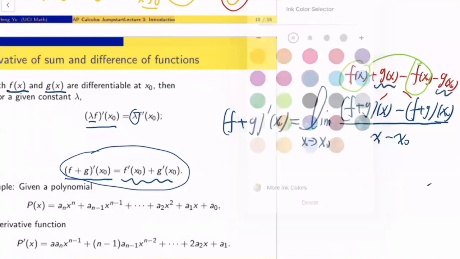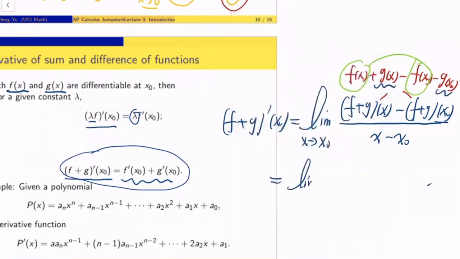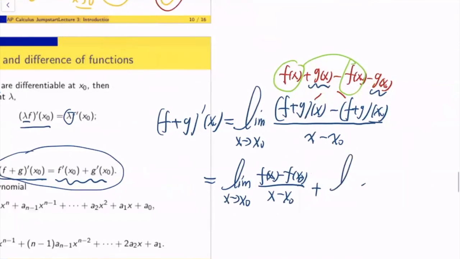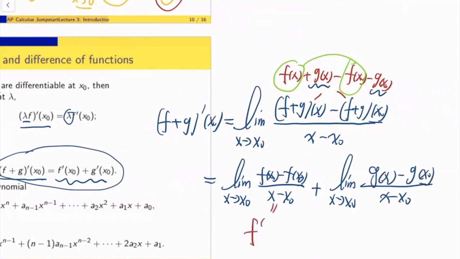What you get is the limit as x goes to x zero of f(x) minus f(x zero) divided by x minus x zero, plus the limit as x goes to x zero of g(x) minus g(x zero) divided by x minus x zero. Now what's this? This is the derivative, by definition, because we assume it's differentiable.